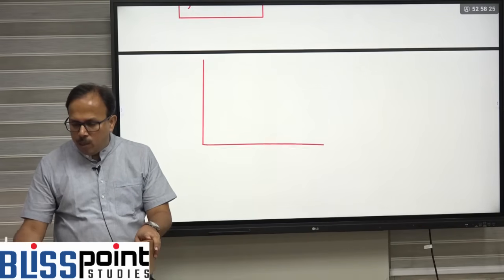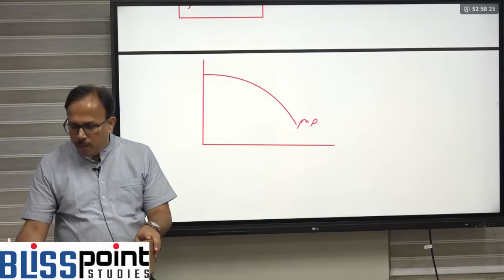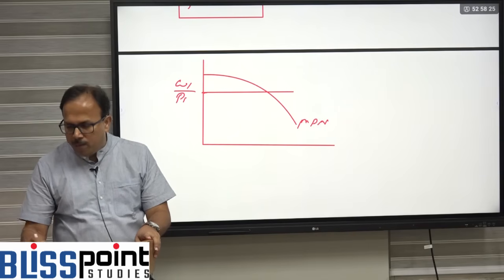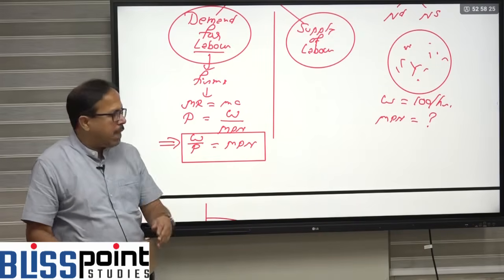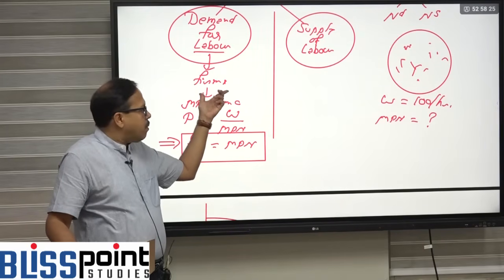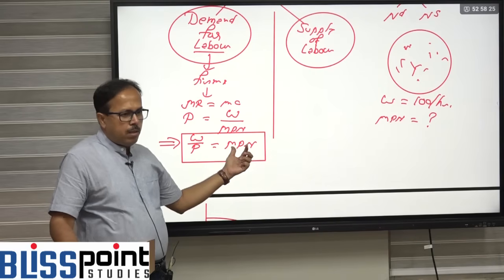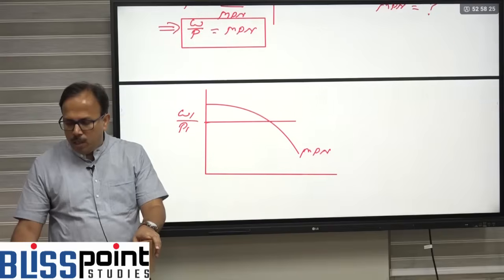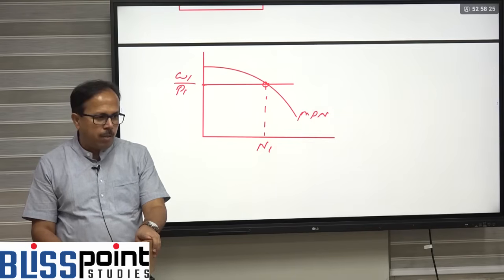So if I draw the MPN curve, this is the MPN curve. If I say that the real wage is W1 by P1, then how much labor will be demanded by the firm? Firm will always demand that much labor where their profit gets maximized. And what is the profit maximizing condition? W by P must be equal to what? MPN. So this W by P must be equal to MPN. Their equality will be there only at this point. So in that case, employment of labor will be N1, demand for labor rather.